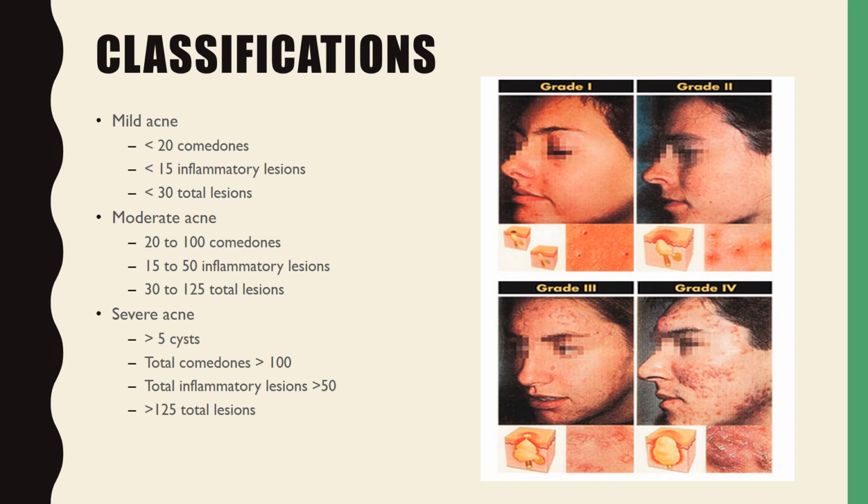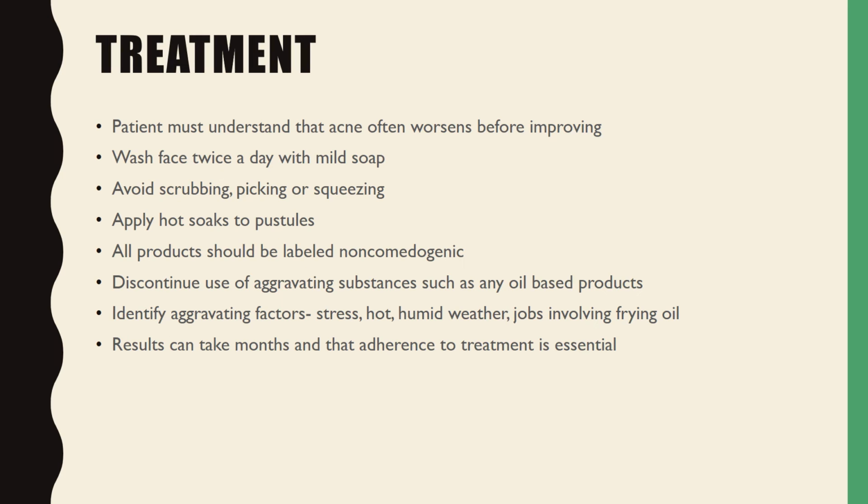You can see that grade 4 down there in the right corner. So more than 5 cysts, total comedones more than 100, total inflammatory lesions more than 50, more than 125 total lesions. And that just looks so painful to me. But there are lots of treatments we can do. So it's important to know your classification so you know where to start with your medication. So first, basic treatment. This is treatment that doesn't involve medications, but what the patient can do.